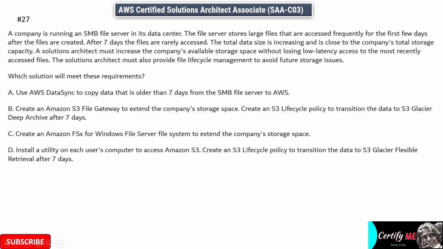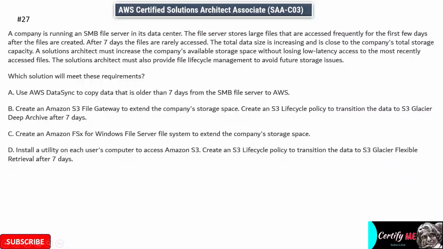Option A. Use AWS DataSync to copy data that is older than 7 days from the SMB file server to AWS. Option B. Create an Amazon S3 File Gateway to extend company storage space. Create an S3 lifecycle policy to transition the data to S3 Glacier Deep Archive after 7 days. Option C. Create an Amazon FSx for Windows File Server file system to extend the company's storage space. Option D. Install a utility on each user's computer to access Amazon S3. Create an S3 lifecycle policy to transition the data to S3 Glacier Flexible Retrieval after 7 days.